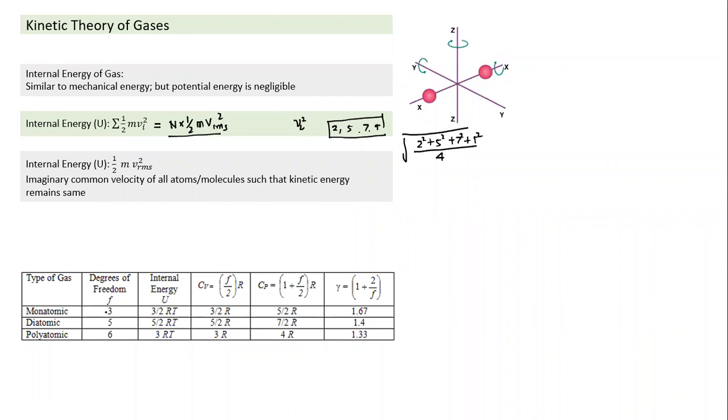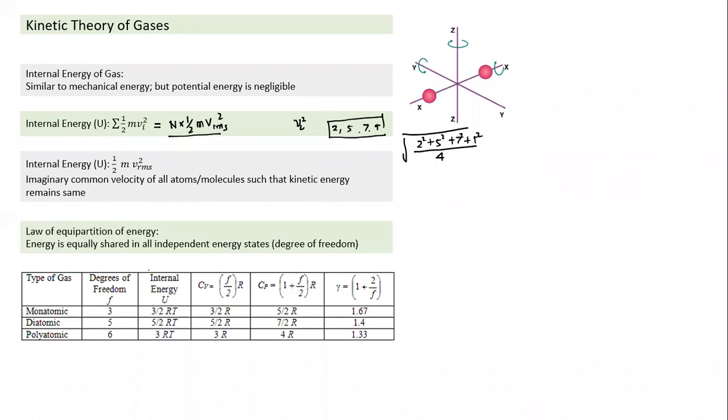When we calculate total energy, the law of equipartition of energy says, and this is something people have done a number of times, so I will not spend too much time, that energy is equally shared among all independent energy states, which we call degrees of freedom. A monatomic gas cannot have rotational energy, so it can have only translational energy.